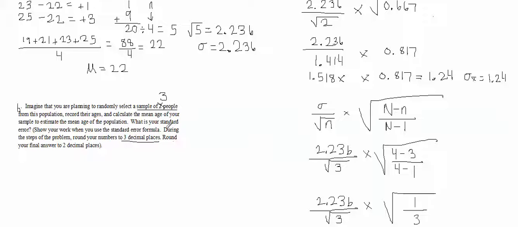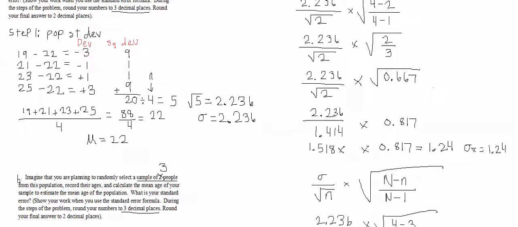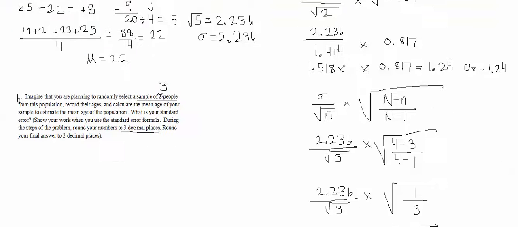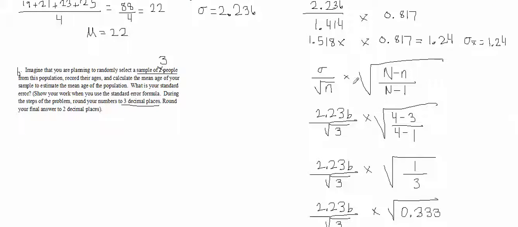When you get to part B, you don't have to do step 1 over again, because we already know what the population standard deviation is. We already know it's 2.236. And the whole point of step 1 was just to get this population standard deviation. So, since we already have it, we don't have to do step 1 over again. In part B, you can just go straight to step 2 and use the standard error formula.